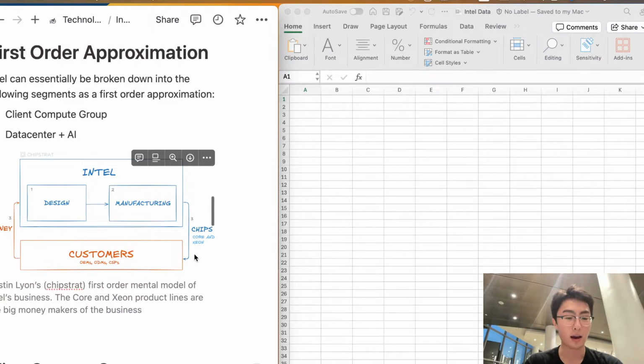And so when you look at the customer base of Intel, what you see is that you have a pretty big mix. You have some OEMs, original equipment manufacturers, some ODMs, original design manufacturers, and then also CSPs, some cloud service providers. And these guys pretty much funnel money back into the business.